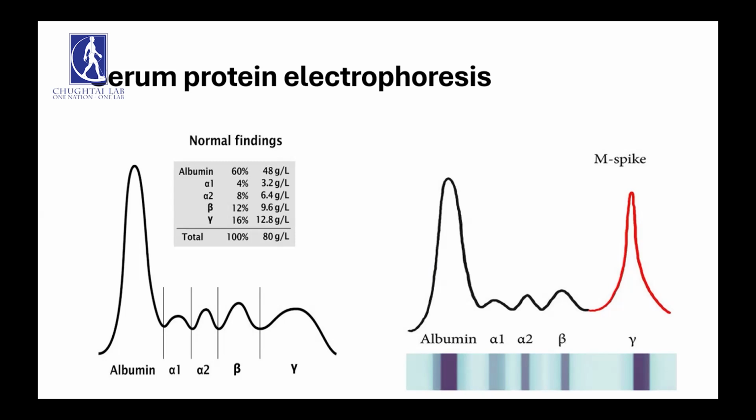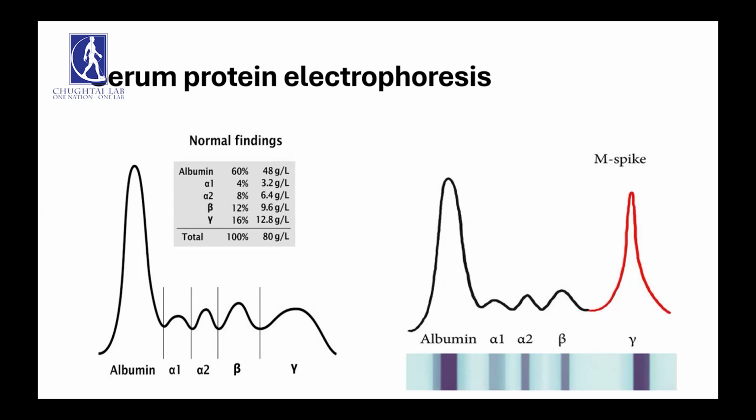So if we compare the normal protein electrophoresis with the protein electrophoresis of multiple myeloma, we can see a clearly sharp peak called a sharp monoclonal M peak or M spike in the region of gamma globulins. So serum protein electrophoresis is a quantitative test that tells us about the concentration of the immunoglobulins or the proteins present in our body. In this case, we can clearly say that there is an increase in concentration of immunoglobulins present in our body.